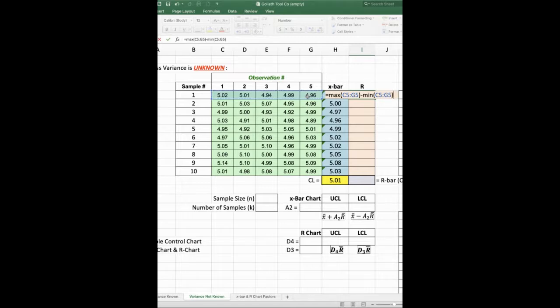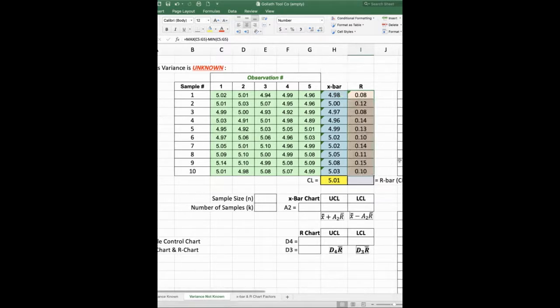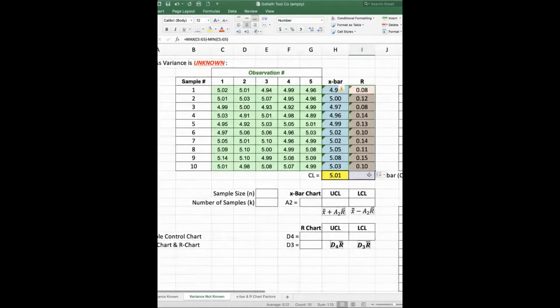And I strongly recommend that you use this Excel function, because if you try to do this by eye, you may get it right, but your chances of making an error are large, because of the large number of data points. And so that's our range for sample number 1, which is 0.08. And since we've got this all done, we're going to drag that formula down, and all of those are the ranges for our 10 samples.